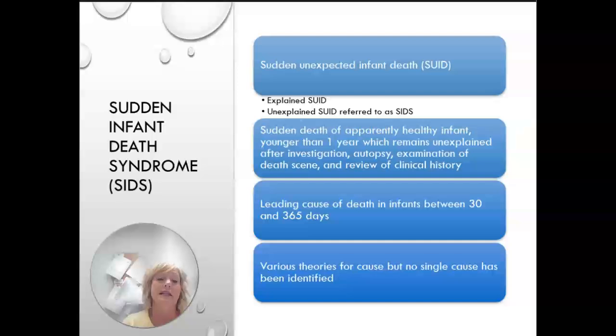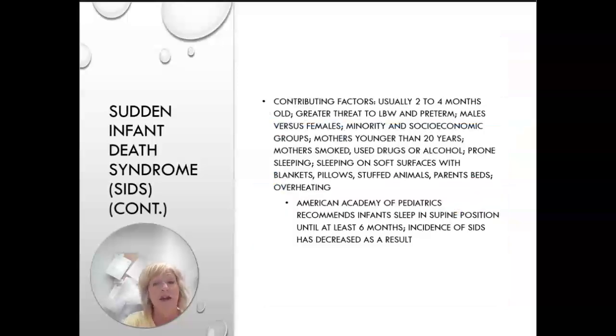But SIDS is the leading cause of death in infants from between 30 and 365 days. Most of the time, if SIDS is going to occur, it's going to occur in that first 6 months. But there's a lot of theories about SIDS, but we don't have anything that's 100%. We know this is what happens. So usually it's between 2 and 4 months. It's going to be greater if we have a low birth weight or we have a preterm baby. Males are a little bit more apt to have it than females. Minorities are a little bit higher risk, and socioeconomic groups are a little bit higher risk.